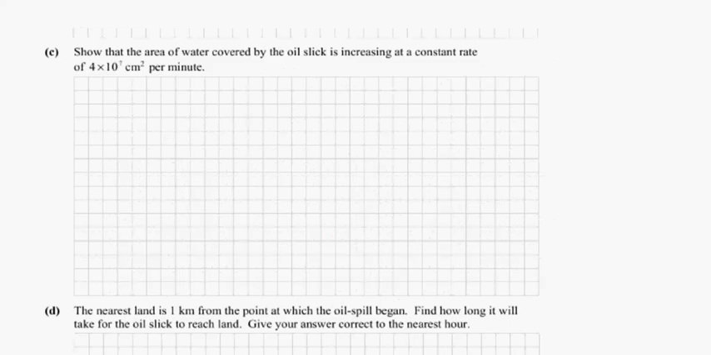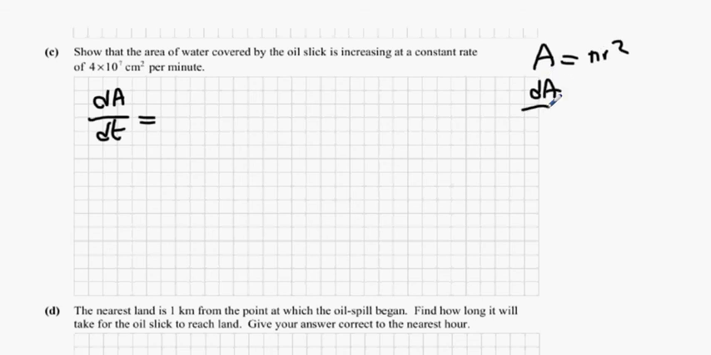Show that the area of the water covered by the oil slick is increasing at a constant rate of 4 by 10 to the 7 centimeters squared per minute. Area of water, rate of the area of water. So that's the dA/dt we're looking at there, I believe. And for dA/dt, we know that A equals pi r squared. So we know what the dA/dr will be. It says the word circular, so it's going to be 2 pi r. So that's the dA/dr. And then we could deal with dr/dt.